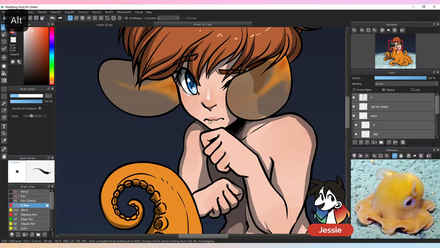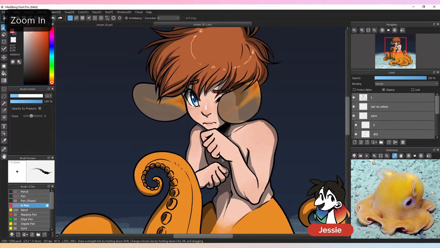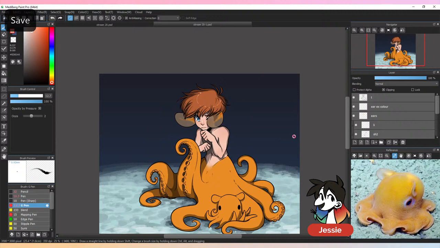It's a lot of layers for Jessie. Yeah, it's a lot for me. For single illustrations like this. If it was a comic page, this is about right. But for a normal illustration, yeah, no, this is a lot.